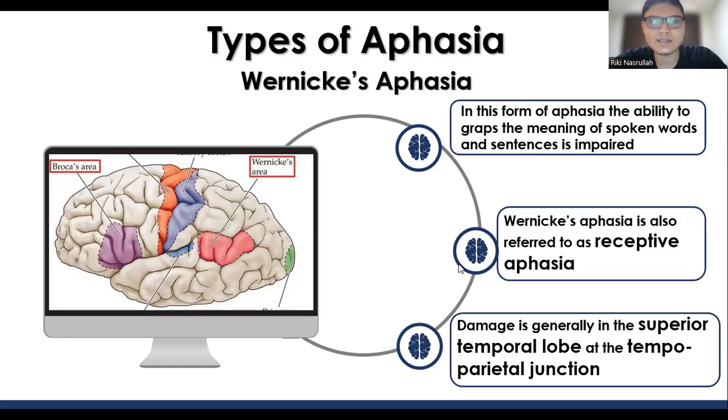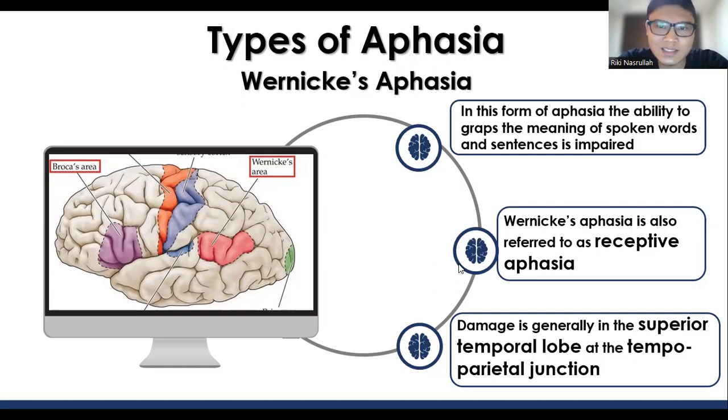Next, Wernicke's aphasia. In this form of aphasia, the ability to grasp the meaning of spoken words and sentences is impaired. Wernicke's aphasia is also referred to as receptive aphasia and can also cause disruption of reading and visual comprehension. Damage is generally in the superior temporal lobe at the temporoparietal junction. If we look here, we can see Wernicke's area is in the posterior superior temporal lobe, right in conjunction with the parietal lobe. Sometimes it can even be visible to contain parts of the parietal lobe.